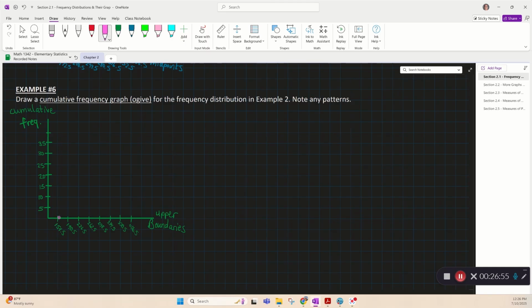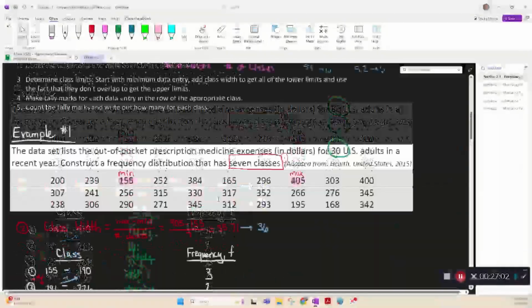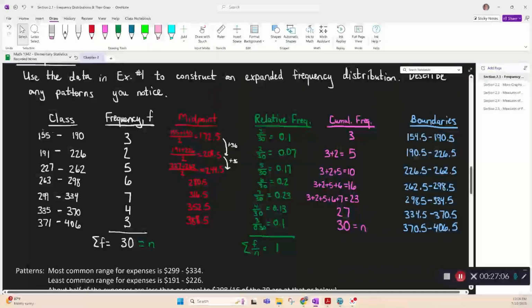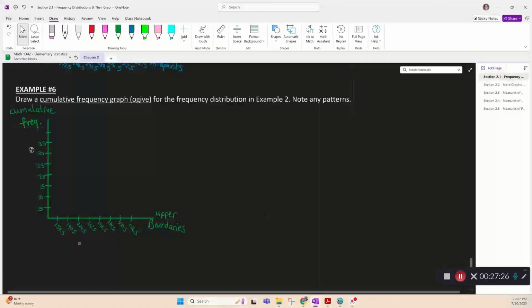So for this graph, what is my frequency before I even have my very first class? If I look, whoa, where did it go? There it is. Before I even have my first class at 154.5, do I have anything yet? No. So I do 0, and then I just follow my cumulative frequency column. So 0, 3, 5, 10, 16, 23, 27, 30, on down.